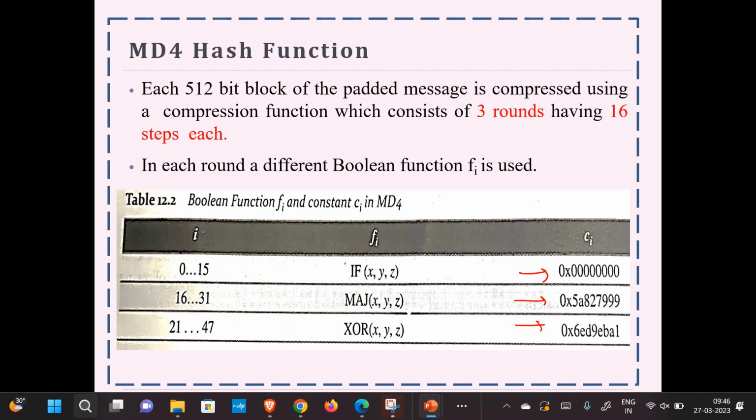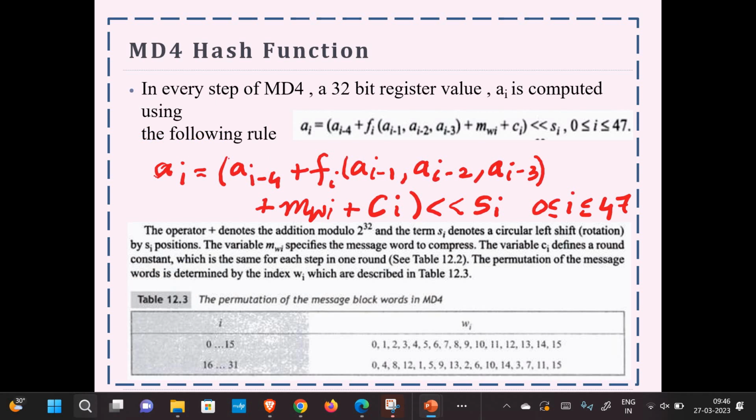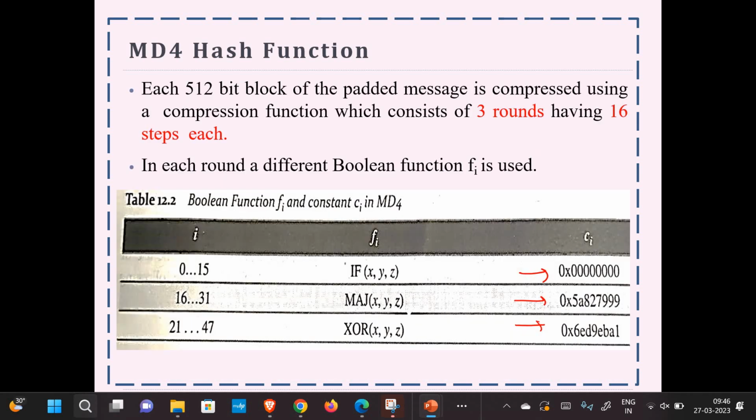So each and every time when you are in a particular round, you have a specific Boolean function, and a specific Ki, along with a different set of M which is coming in one after the other. So that is, you can see over here, 3 rounds of having 16 steps each. So that makes it 48. That's the diagram I was drawing.